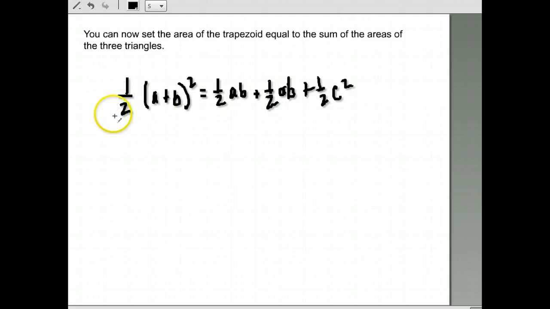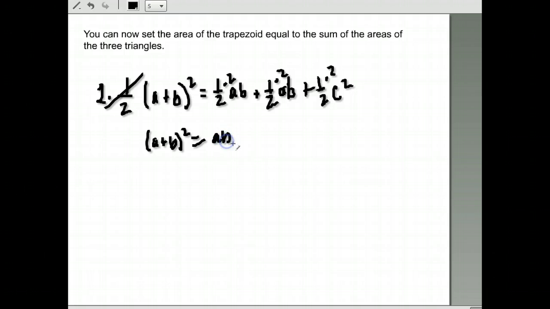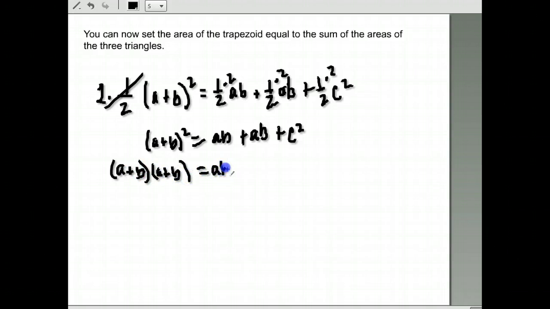So let's simplify a little bit. I'm going to multiply by 2, and on this side and multiply by 2 everywhere else. Keep it balanced. What I do, I end up with a plus b squared equals ab plus ab plus c squared. Now what does a plus b squared mean? Remember, that means a plus b times a plus b. Let's find out what that is equivalent to so that then we can solve this problem.